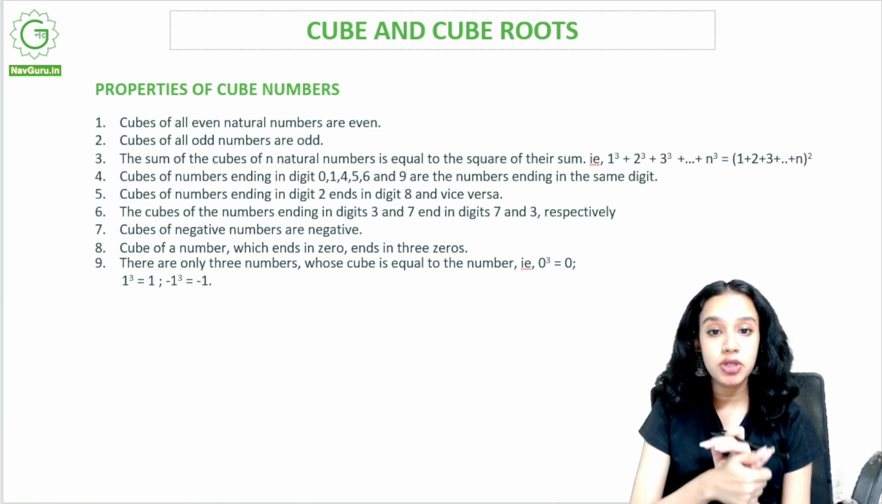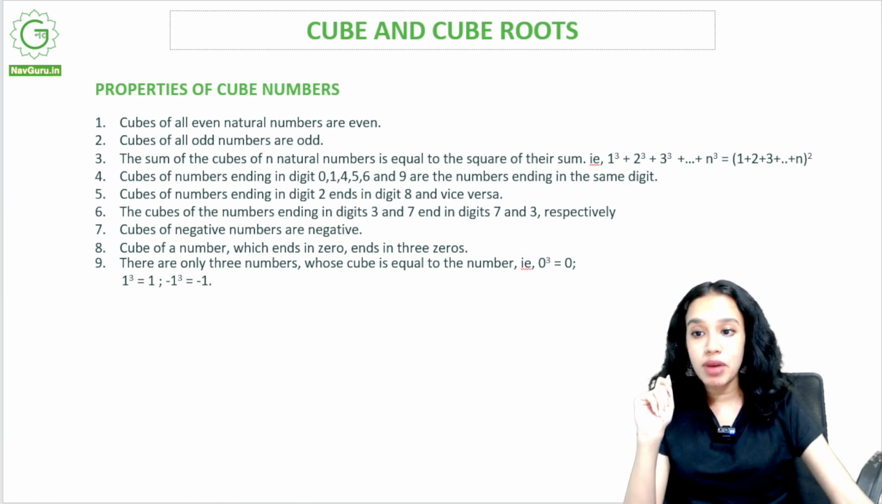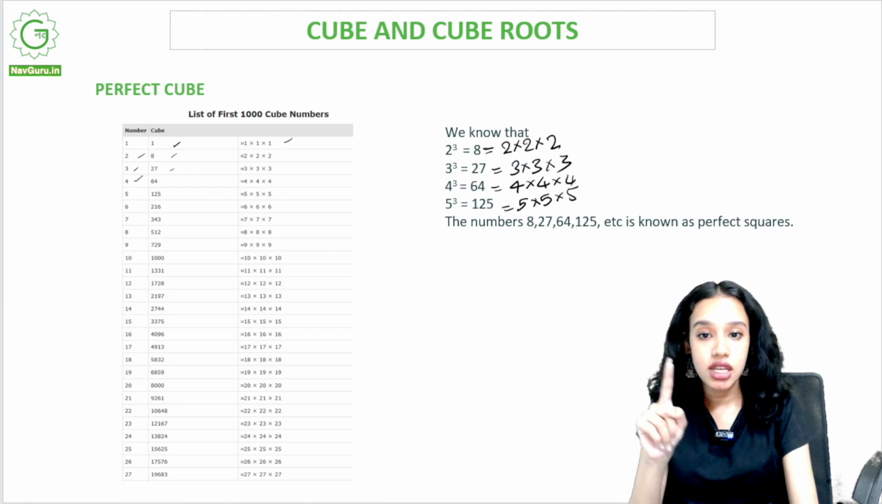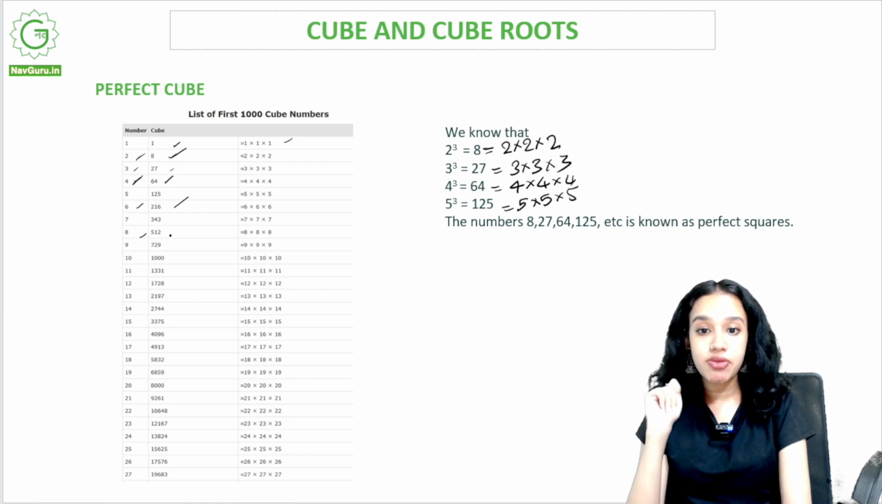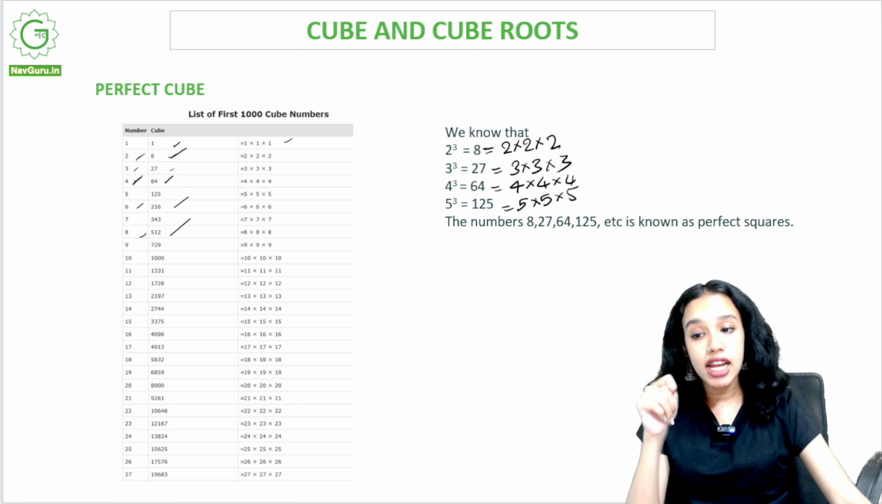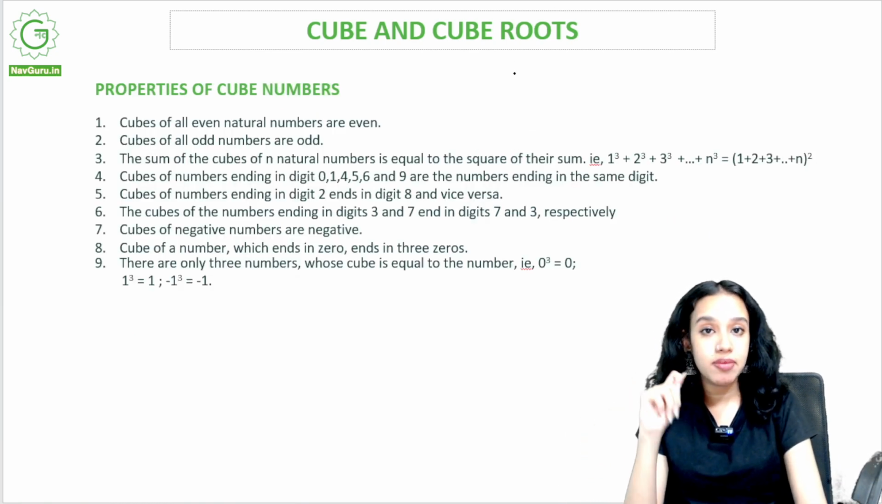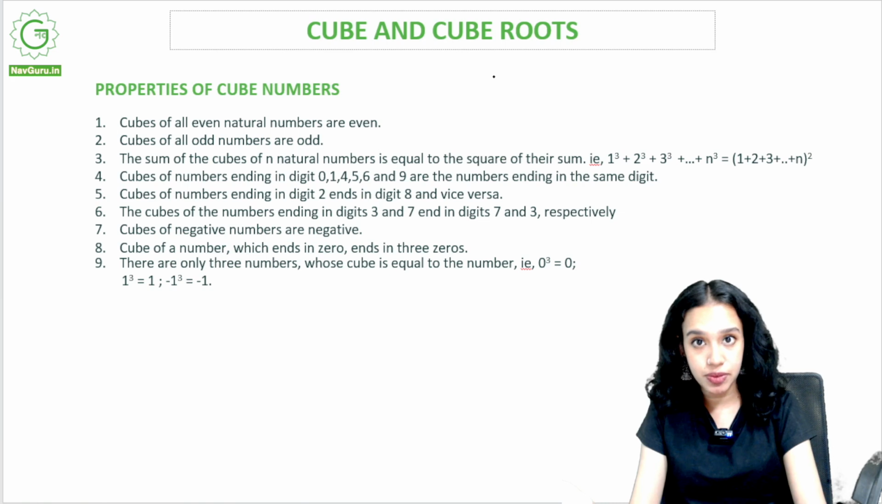First of all, cubes of all even natural numbers are even. Now let's go back to this area and see the cubes of all even natural numbers. We have 2, we have 8 as the cube, 4 cube is 64, 6 cube is 216, 8 cube is 512 and it just goes on. And how is this happening? When we are multiplying an even number of times, no matter how many times it is, it would turn out to be an even number, right?